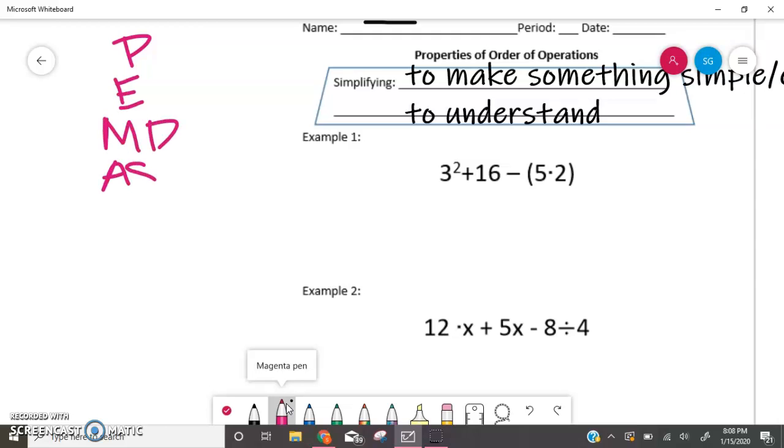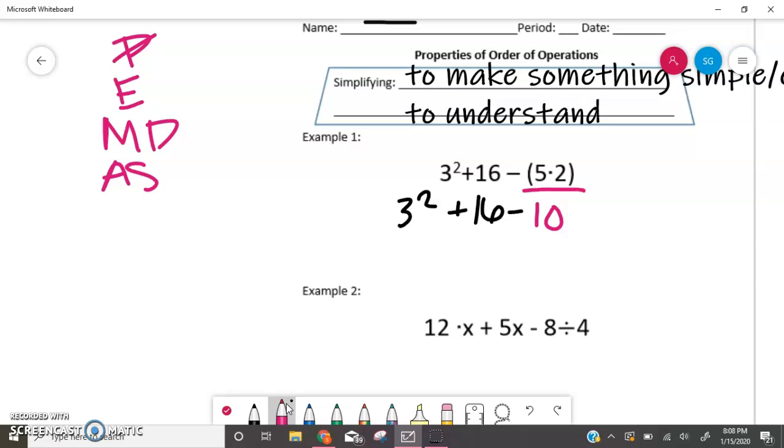And so the first step in PEMDAS is parentheses. And we do have some parentheses. We have them right here. So let's go ahead and solve that. I am going to go ahead and copy everything else so that I don't forget any steps. And I do know that 5 times 2 gives me 10. Alrighty, I am done with parentheses.